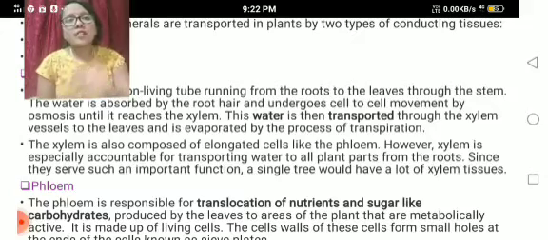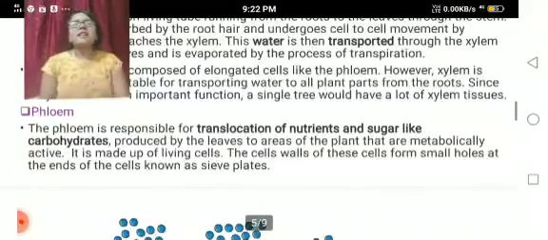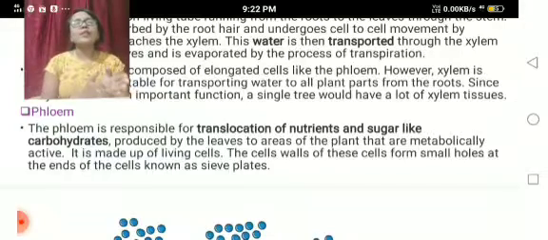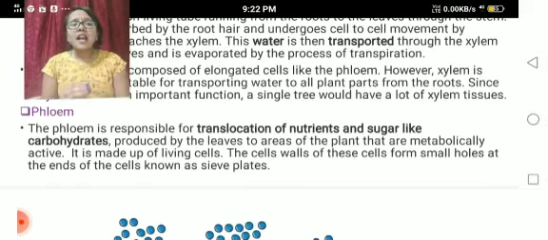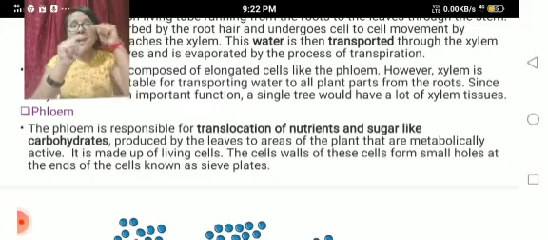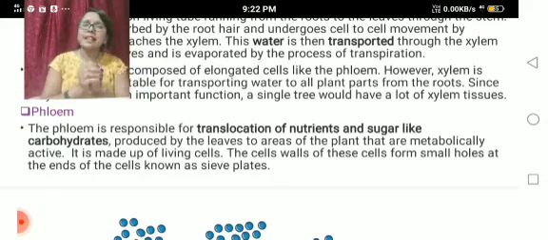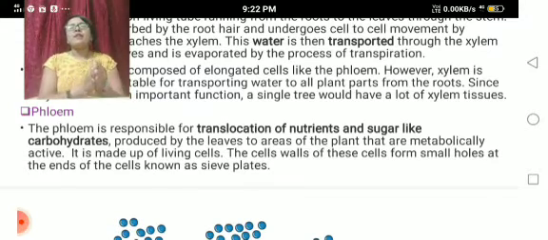Next, we shall move on to the phloem. The phloem is responsible for translocation of nutrients and sugars like carbohydrates produced by the leaves to areas of the plant that are metabolically active. Leaves synthesize the food with the help of sunlight and water. Phloem is made up of living cells. Xylem is made up of non-living cells. The cell walls of these cells form small holes at the end of the cells known as sieve plates. This is about xylem and phloem.